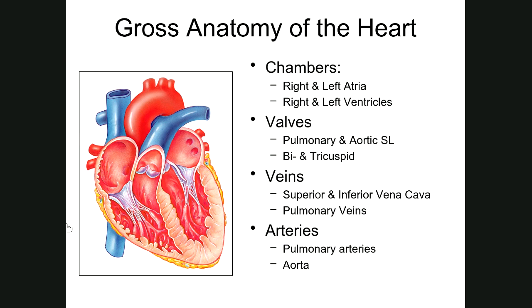So we've talked about the chambers and we've talked about the valves and kind of the roles of these different structures. What I want to do now is also just talk briefly about some of the blood vessels, the major ones that are attached to the heart, and talk about their role. So we're going to talk about some veins that are attached to the heart and some arteries that are attached to the heart. I want to say this before we go into that.